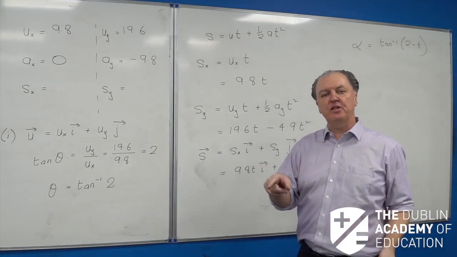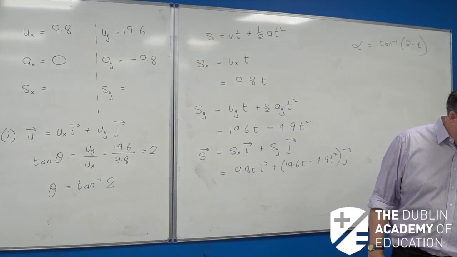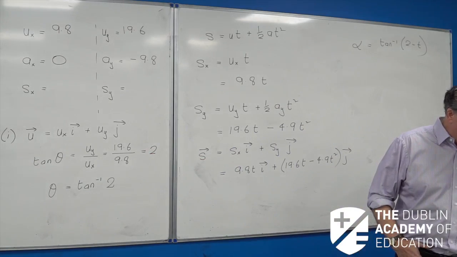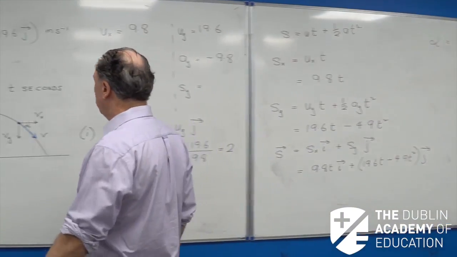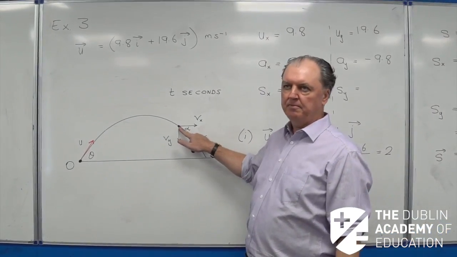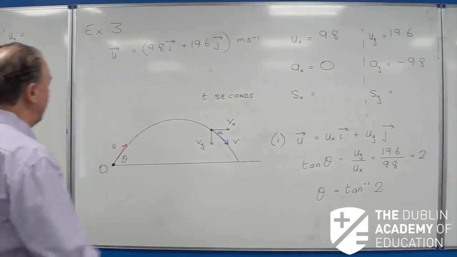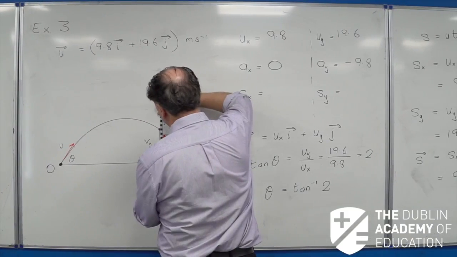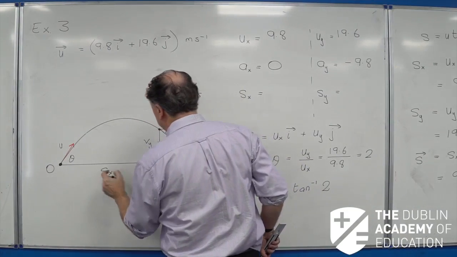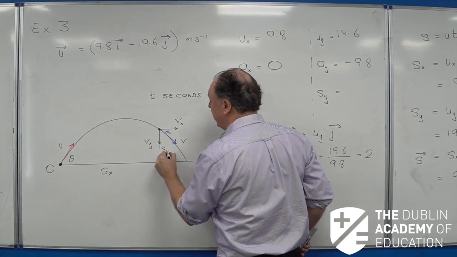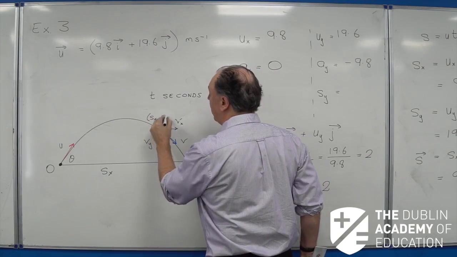So now I've written down the displacement vector in terms of i and j. They're also saying find, in terms of t, the direction of the displacement vector after t seconds. Well, there we are right now. So the coordinates at that point are out a distance Sx, that distance there, that's Sx, and up a distance Sy. So I can write down the coordinates there are Sx, Sy.